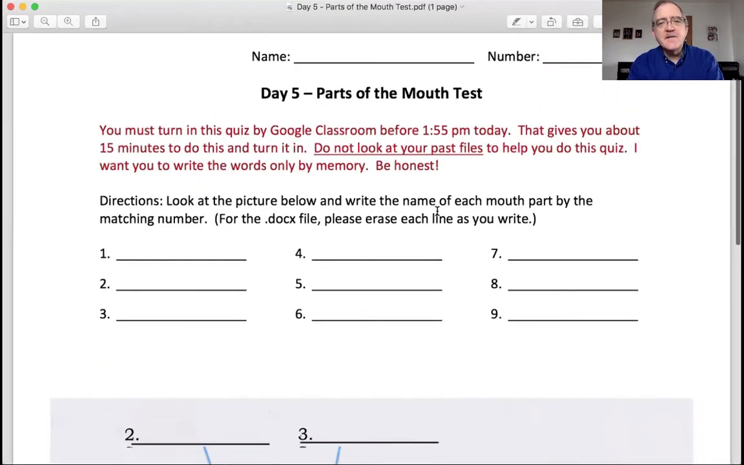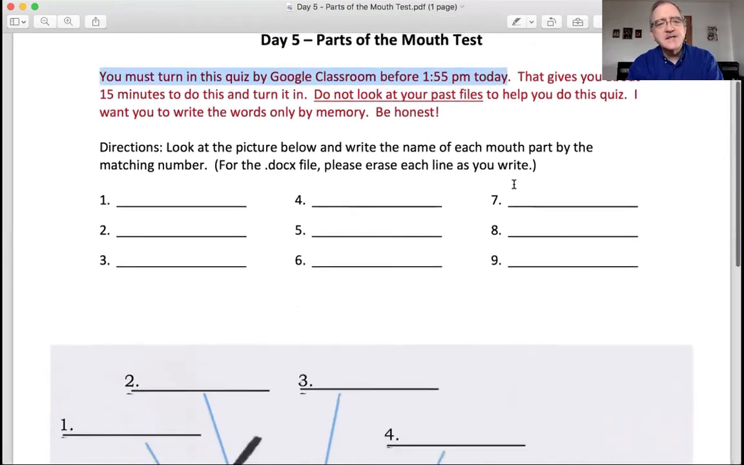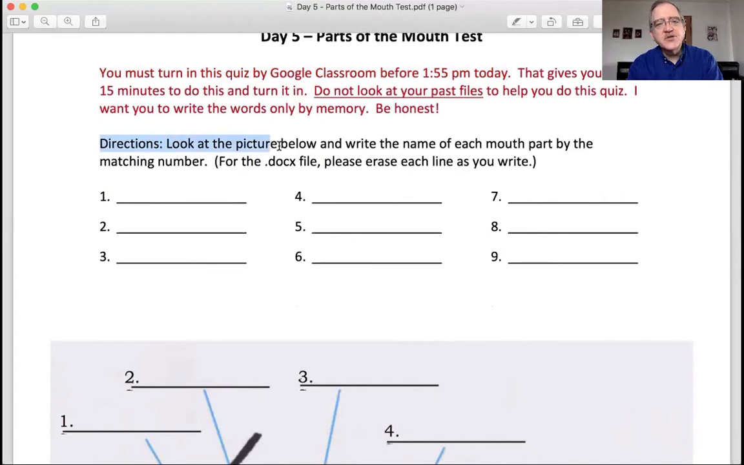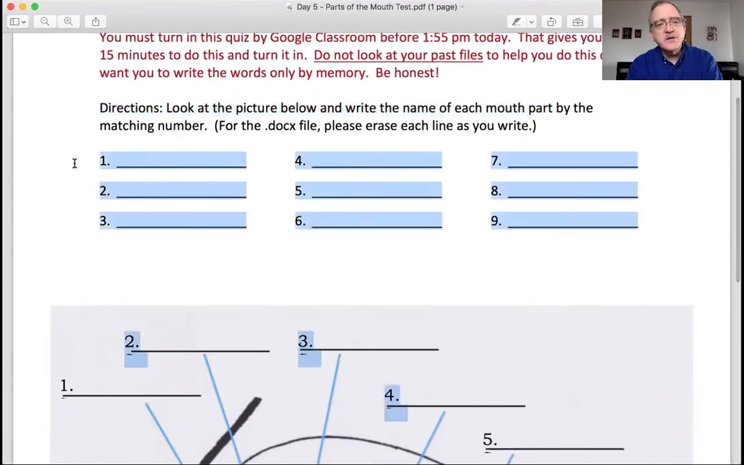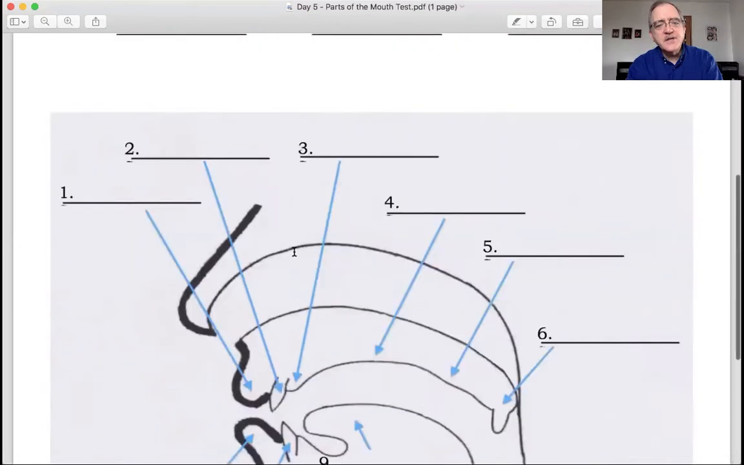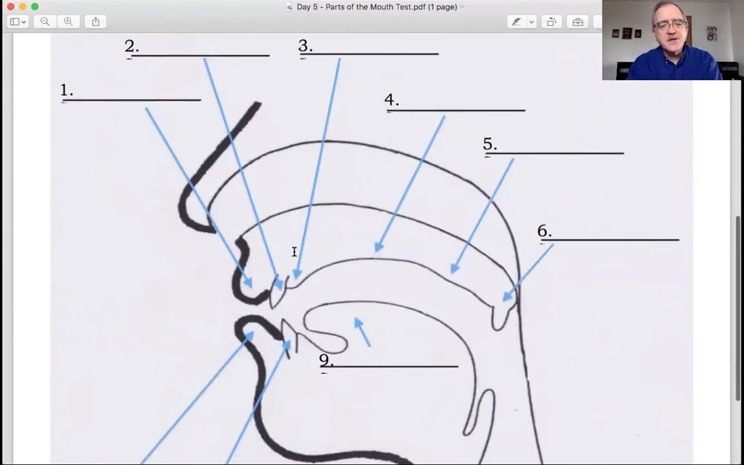It says day 5, parts of the mouth test. You must turn this in. You'll have about 15-20 minutes to do this test. Directions: look at the picture below and write the name of each mouth part. All right, so there's 9 parts here, and here's the picture. Okay, do you recognize this picture?